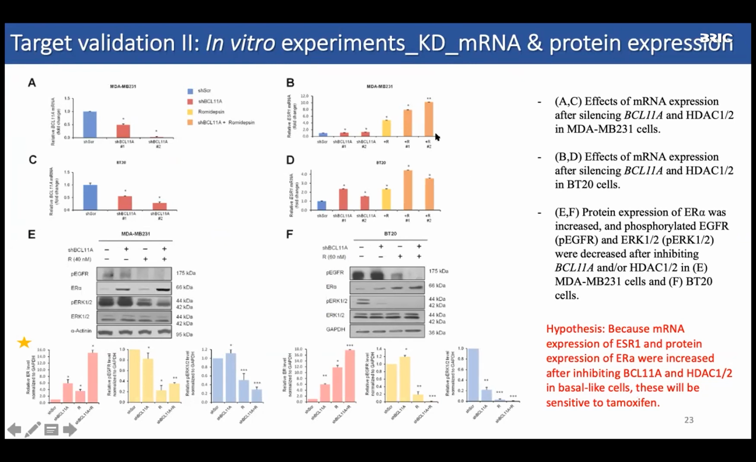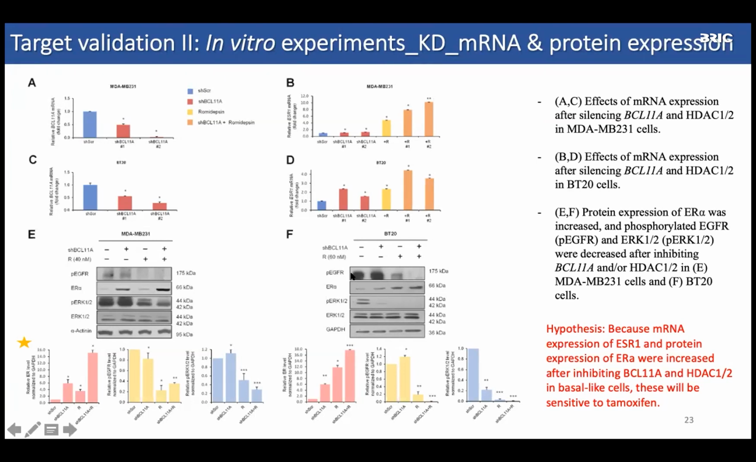And as you can see, after inhibiting both BCL11A and HDAC1 and 2, the mRNA expression of ESR1 was increased up to 10-fold. This is two different sequences. So this one shows about 10-fold increase, and this one is showing about 11-fold. And from BT cell lines, the results were consistent. It shows up to 4-fold increase of ESR1 gene expression.